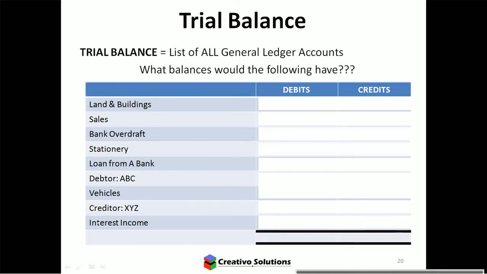Okay, so I want to know what balances these accounts will have. Debit or credit? Okay, land and building is an asset, so it will have a debit. Sales? Sales is an income, so it will have a credit. Bank overdraft?